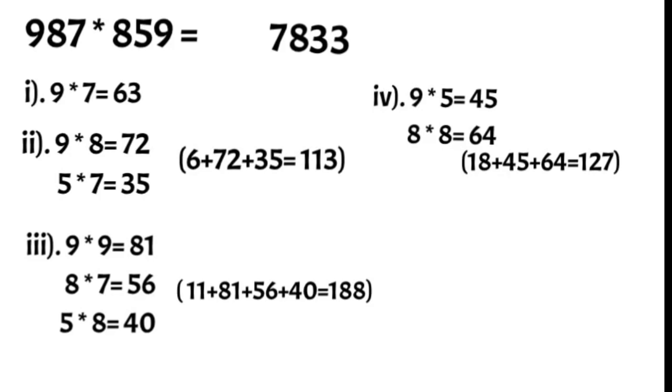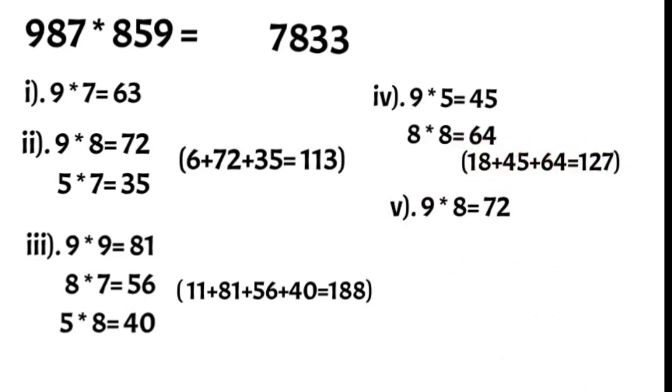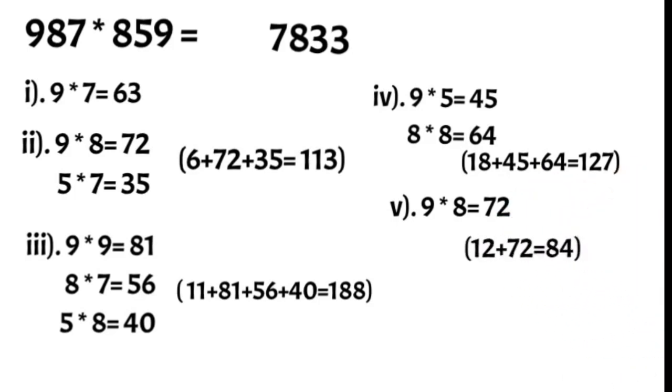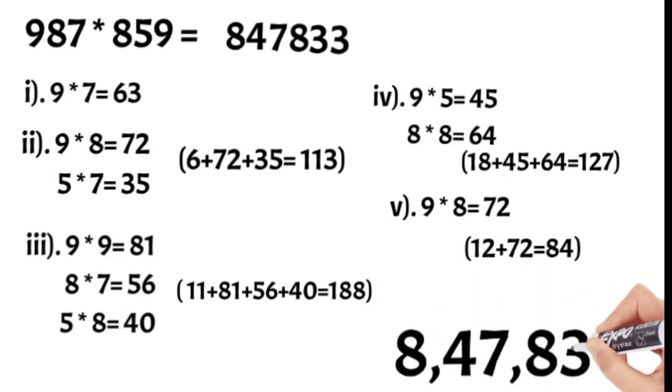In the final step, we have to multiply the first number up and down, that is 9 into 8 we get 72. Now add that 72 with the 12 which we got in the fourth step, that is 12 plus 72 we get 84. Now put that 84 as the first two digits of your answer. We get 84783. So the answer for 987 into 859 is 8,47,833. That's it.